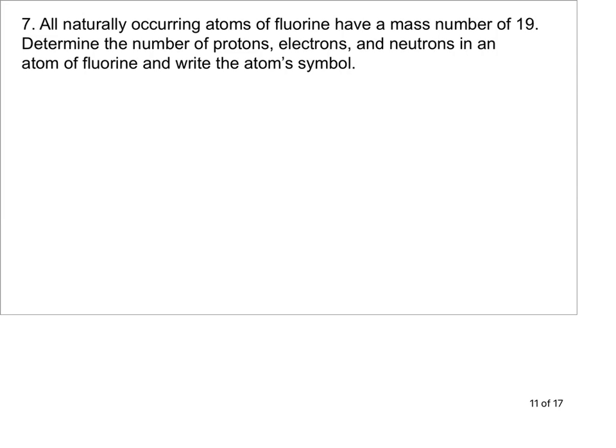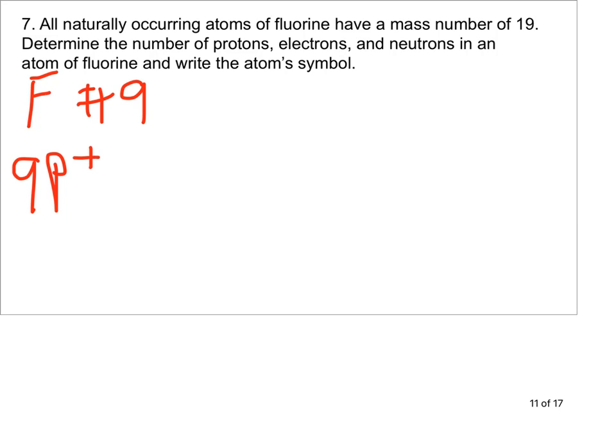Number 7, all naturally occurring atoms of fluorine have a mass number of 19. Determine number of protons, electrons, and neutrons in an atom of fluorine and write the atom's symbol. Okay. So, we've got fluorine. We look on the periodic table and we find that to be number 9. That tells us it has 9 protons.